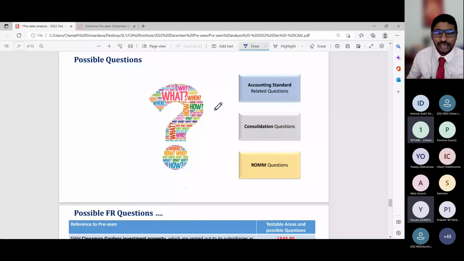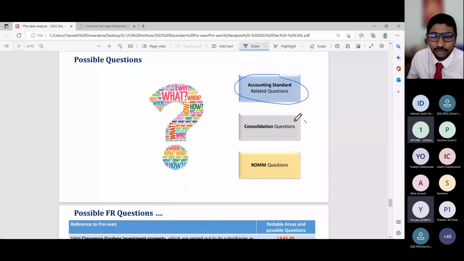Any questions, students? Right. So I am going to give you the predictions, basically. What are the things that might come in the exam, right? I am going to give some predictions and analysis based on the briefing. Anyway, accounting standard questions, obviously, and consolidation questions, and RMM questions are covered. So I'm going to cover these two things.